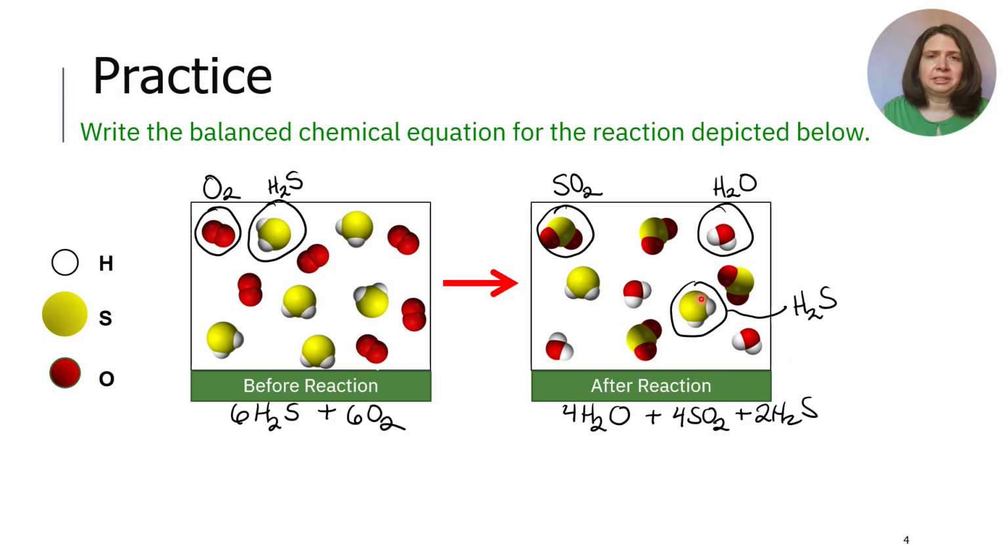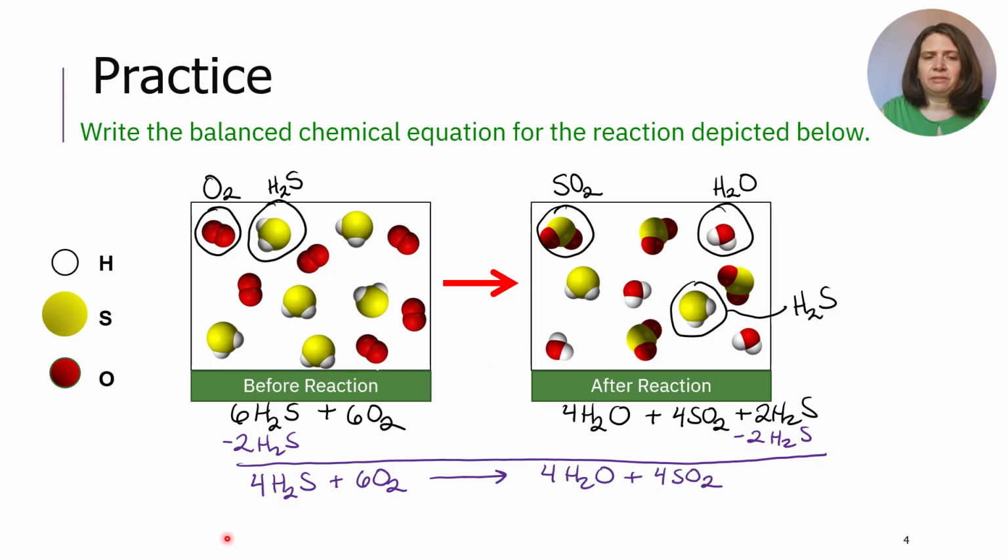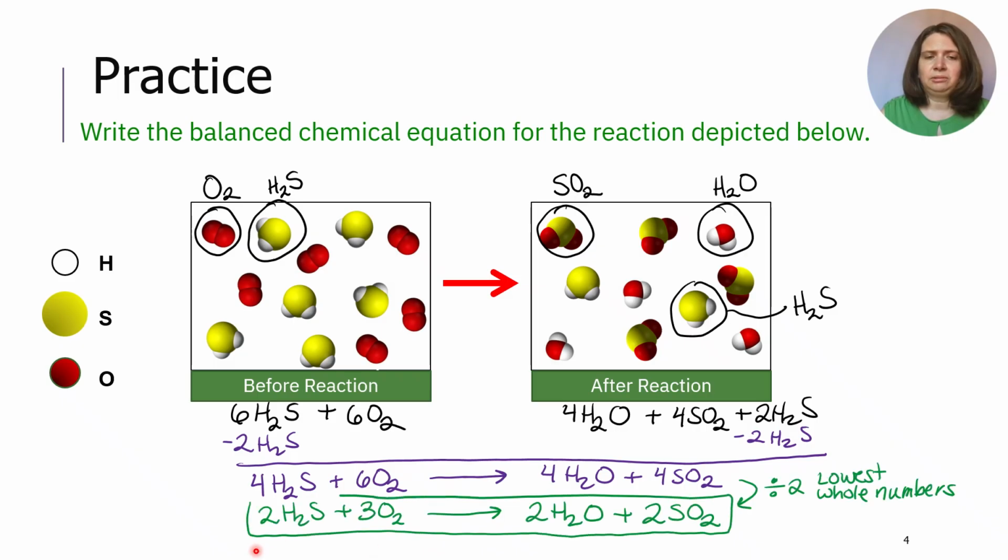Notice that the hydrogen sulfide is excess reactant that was left over. It did not react because there was no oxygen remaining. To determine the balanced chemical equation, we subtract the excess hydrogen sulfide from both sides of the comparison. That leaves us with 4H2S plus 6O2 becomes 4H2O plus 4SO2. All of the coefficients are even, and balanced chemical equations should always use the lowest whole number coefficients. Dividing every coefficient by 2 gives the balanced equation 2H2S plus 3O2 becomes 2H2O plus 2SO2.